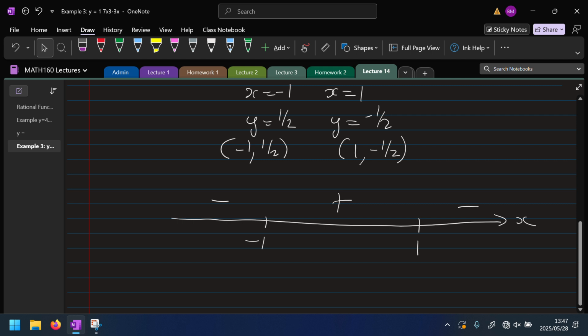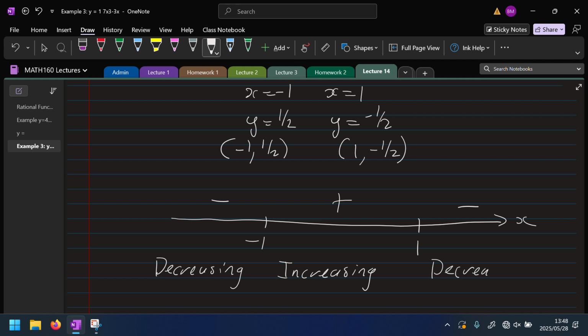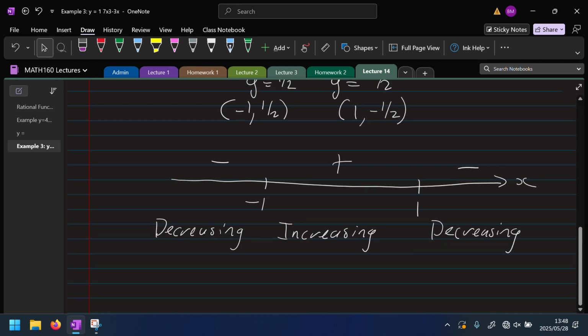Okay, so for the first part, the gradient was negative, so we know it's decreasing. Then at minus 1, it does the turning. Then between minus 1 and 1, gradient's positive, so it must be increasing. Then we get another turning point at 1, and then after 1, the gradient is negative, so it must be decreasing again. Okay, so we know where the function's going up. Turning points, function goes down. Turning points, function goes up again. Okay, so that's all the stuff we would have done.